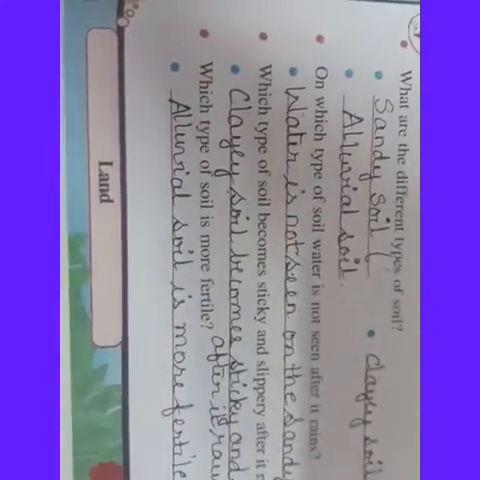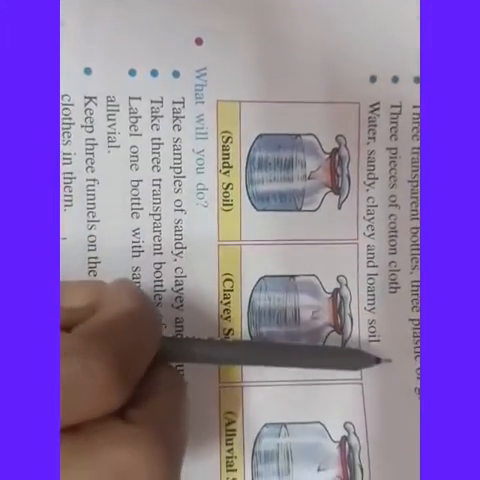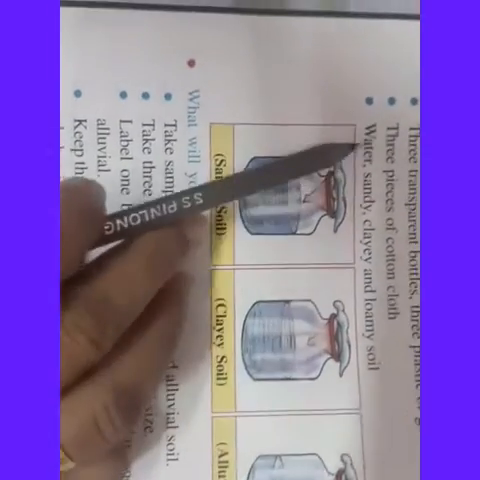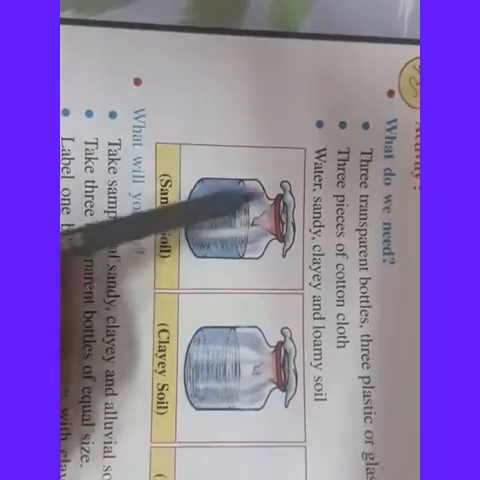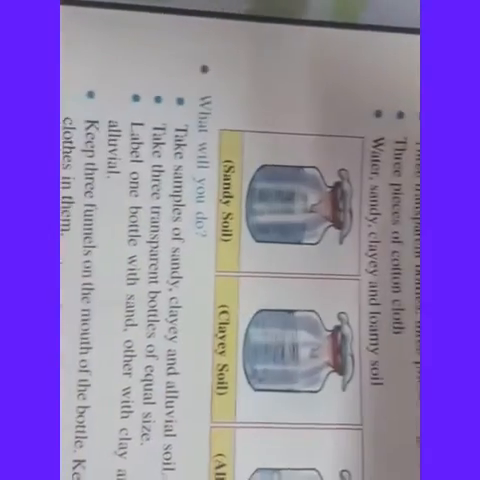Now, we move on to page number 77. There is a small activity again here that you have to do, or you have to perform. What do we need? Here 3 transparent bottles, 3 plastic or glass funnels, 3 pieces of cotton cloth and water, sandy soil, clay and loamy soil. मतलब कि 3 different types of soils we need. Alluvial soil यानी कि loamy soil, clay soil और sandy soil चाहिए.